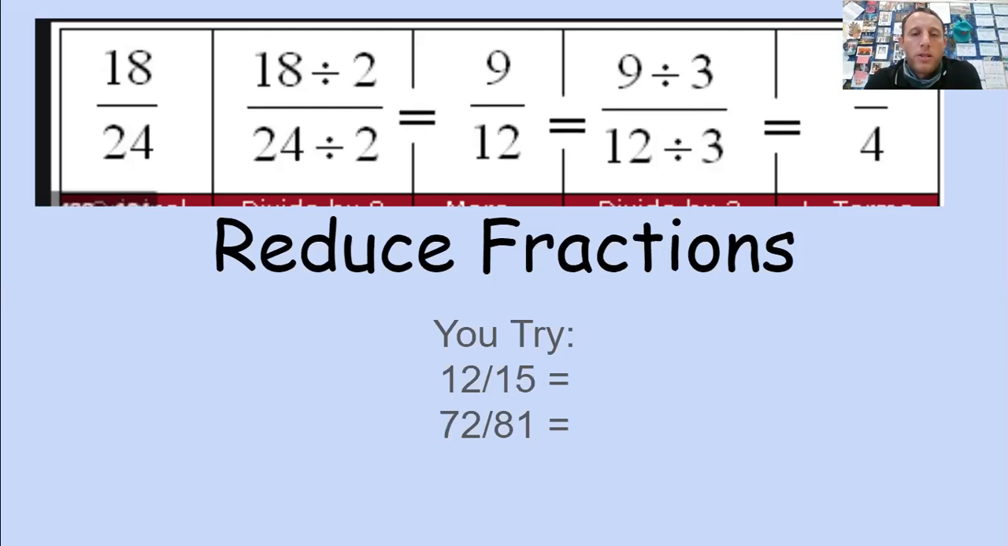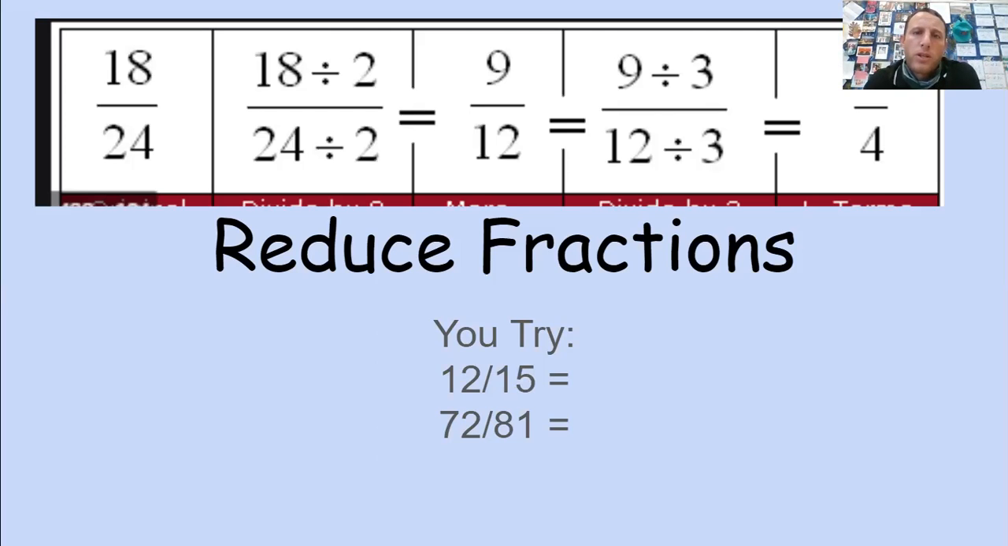When we reduce fractions, go ahead and look at the top one there. We have 18 over 24. They take out a 2 over 2, which is really like reducing by 1 whole. So you're not changing how much that fraction is worth. You're just changing how it looks. So that gets us to 9 over 12.